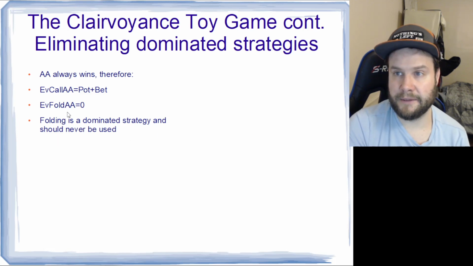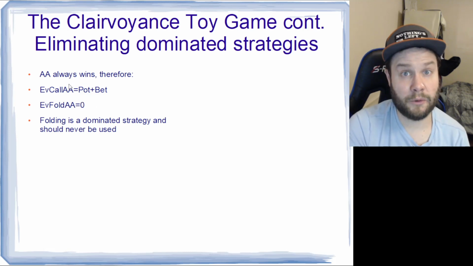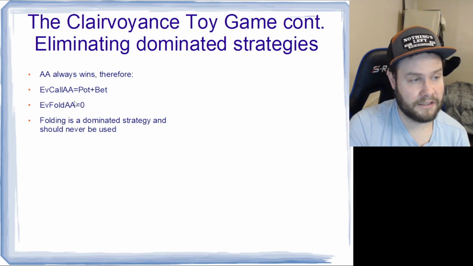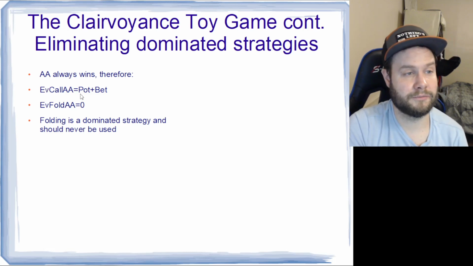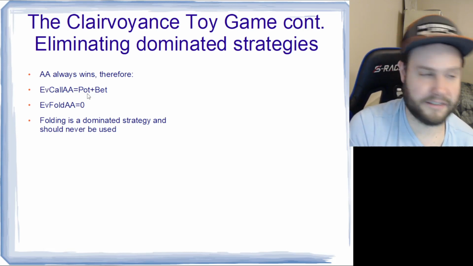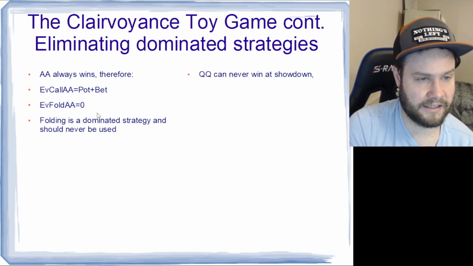Folding is a dominated strategy and should never be used, right? You can see that mathematically because the EV of folding is 0, and this number, we don't know what it is, but we know it's always positive. You should never fold. We'll get into this, obviously, like if there's money behind and you have the ace and you know it's always good, you should make sure you get it all in, but we're not there yet in this example. But folding is a dominated strategy, so we will never fold ace.